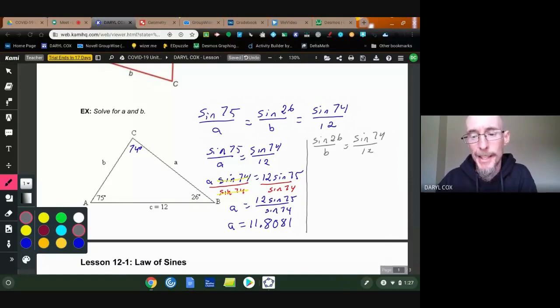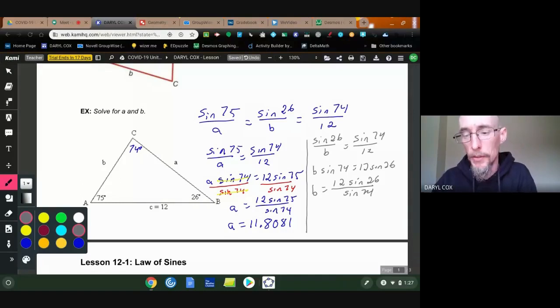Try this real quickly. See if you can get B on your own. All right, so we cross multiplied. B sine of 74 equals 12 sine of 26. Then I divide by sine of 74 on both sides. So 12 sine of 26 over sine of 74. Now you could get decimal equivalents for these from the start, but this way I only have to go to the calculator one time.